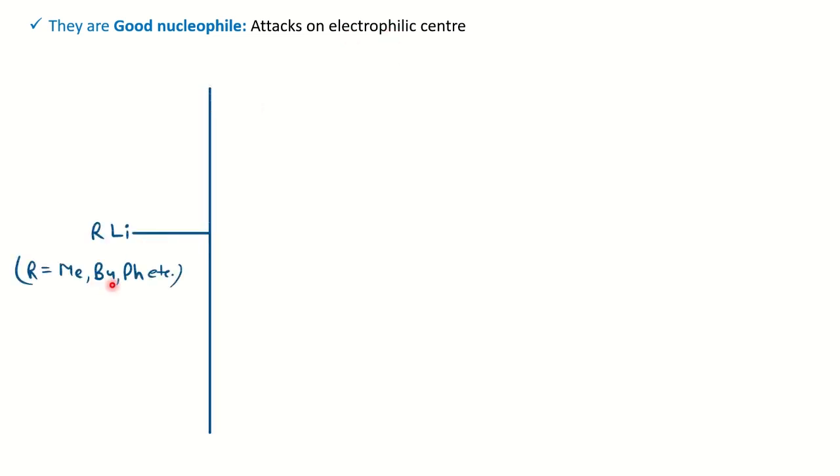So the second property and application of organolithium is that it acts as a good nucleophile. So what is a good nucleophile? That which attacks on the electrophilic center. So the condition is that an electrophilic center should be present along with the organolithium. R can be methyl, butyl, phenyl, any organic part you can have here.